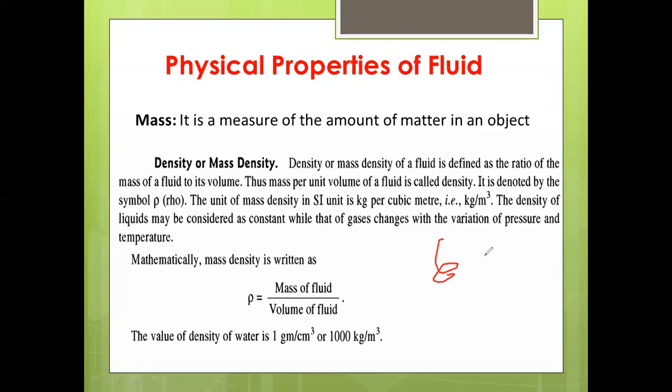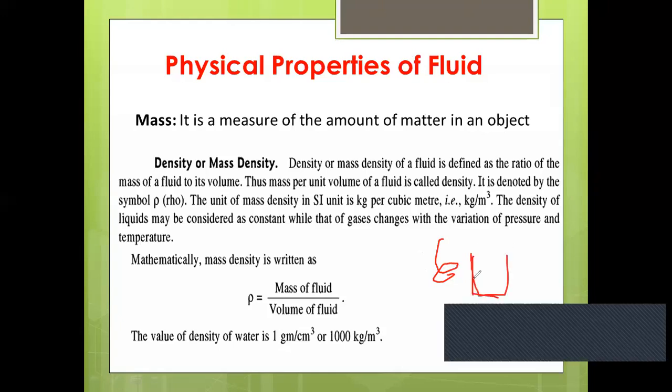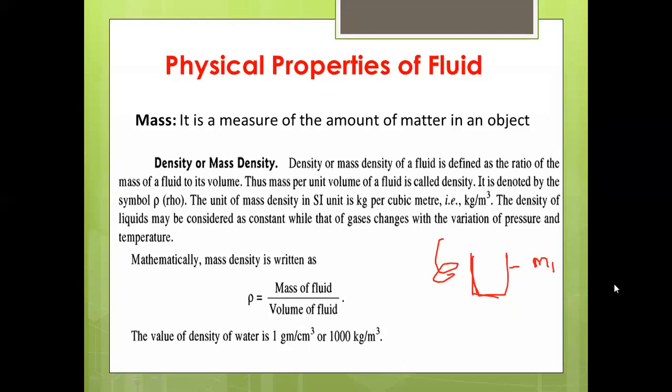If we take a 1 liter measuring flask, and we take the weight of the empty measuring flask, let us call it M1. Then when the fluid or water is filled in that measuring flask and we take the weight, we will get the weight M2. Now, if we want to find the weight of the water only, what will we do? We will subtract M1 from M2 and we will get the weight of the water only.